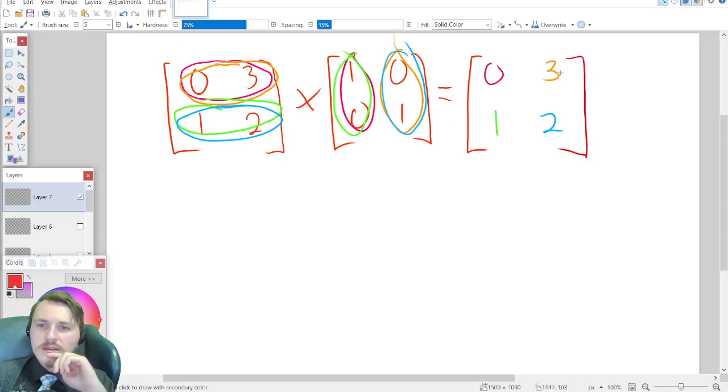Is this the same as the original? Yes. 0, 0, 3, 3, 1, 1, 2, 2. These are equivalent. These matrices are equal to one another, thus showing the identity matrix is true.